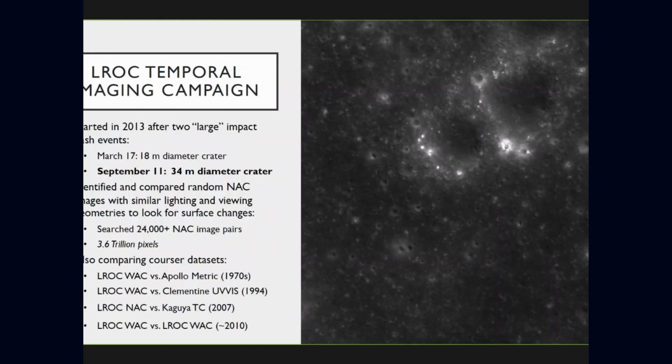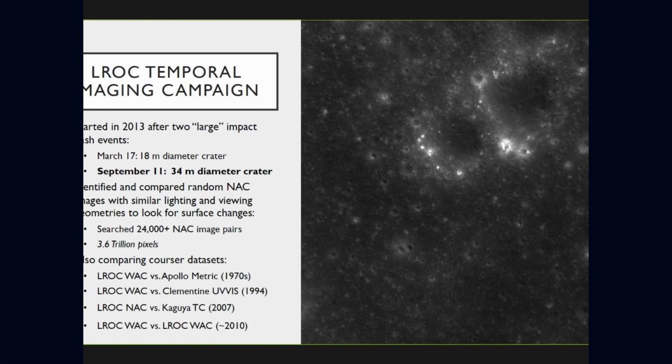So if we can go to the next slide. One of the surprising events that occurred during the mission was that there were two large impact flashes. One was on March 17th of 2013, and that formed an 18-meter crater. And the second one was on September 11th, which formed a 34-meter crater. And if the image on the right was actually animated, you could actually see the 34-meter crater form on the right-hand side. But once these two events occurred, we started developing techniques to where we could actually compare narrow-angle camera images from LROC to other narrow-angle camera images from LROC to look for these type of surface changes.